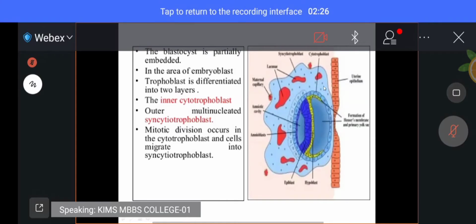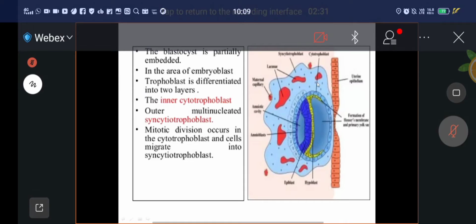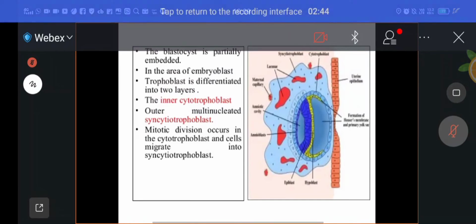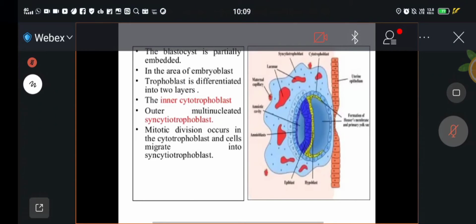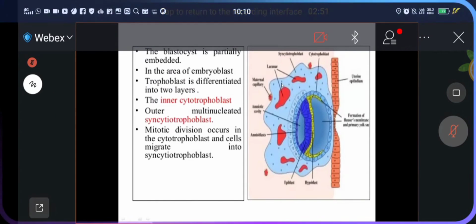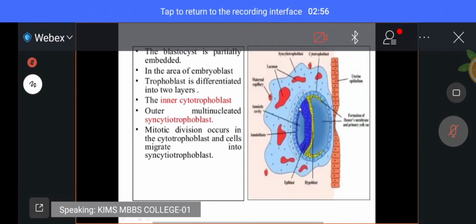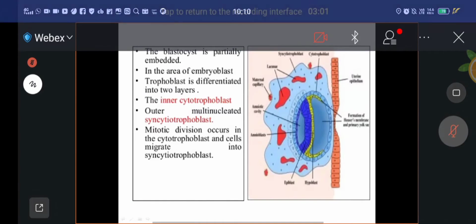These outer cells are multinucleated and they are called syncytiotrophoblast. Simple thing. We are seeing the changes in the trophoblast. The trophoblast cells, which are near the embryonic end, differentiate into two layers, an outer layer and inner layer. The outer layer is called syncytiotrophoblast, which has multinuclei, whereas the inner one is called the cytotrophoblast. I think I'm clear for everyone.